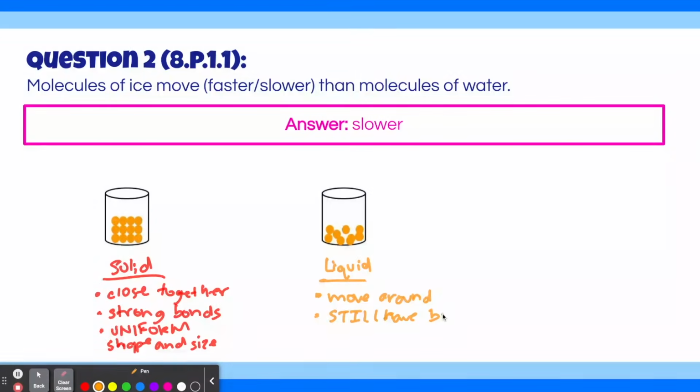Have bonds. So they can't just go wherever they want. They're still connected to one another. So because they still have bonds, but they can move around, liquids always have the same size because they can't move away from one another, but not the same shape. They just take on the shape of their container.